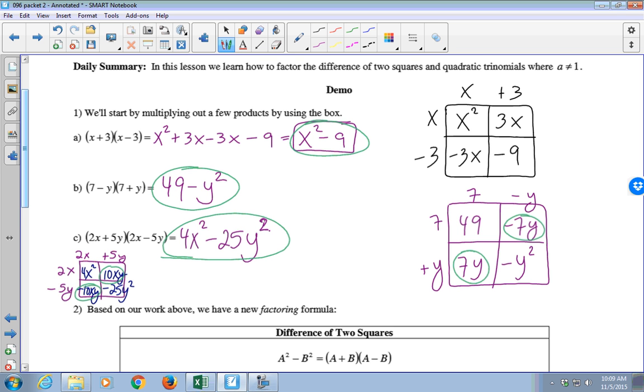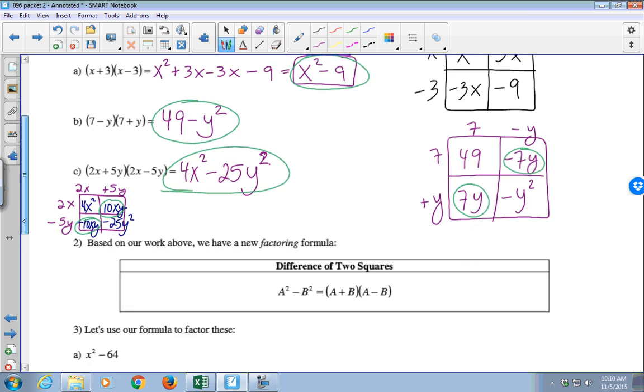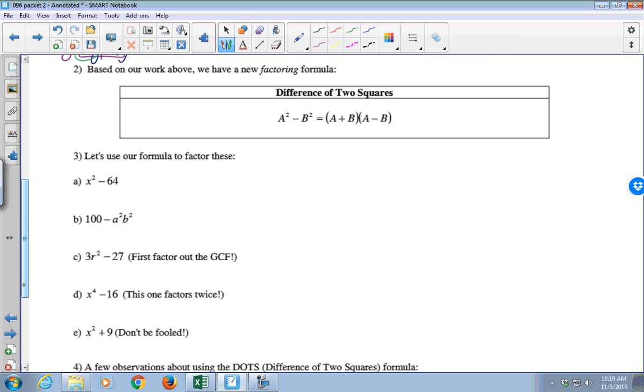49y squared factors to 7 minus y, 7 plus y. The 7's came from the square root of 49, and the y's came from the y squared. And it's always plus and minus, plus and minus, plus and minus. So this is the formula for how to factor the difference of two squares. If you have anything that looks like a squared minus b squared, you can factor to a plus b times a minus b.